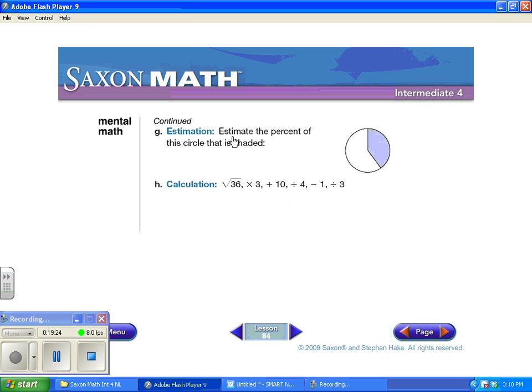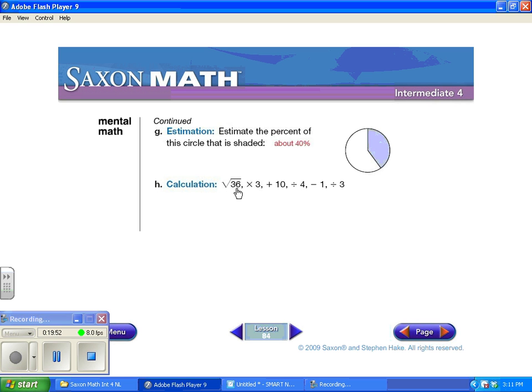Estimation. Estimate the percent of this circle that is shaded. Well, it's less than 50%, isn't it? Okay. Now, half of 50 would be 25, so it's somewhere between 25 and 50. So make your guess. About 40%.